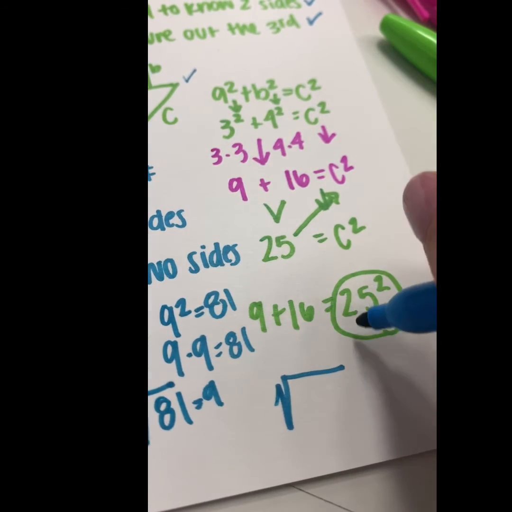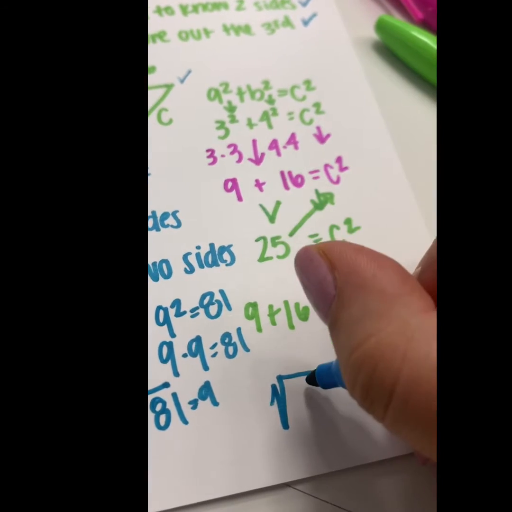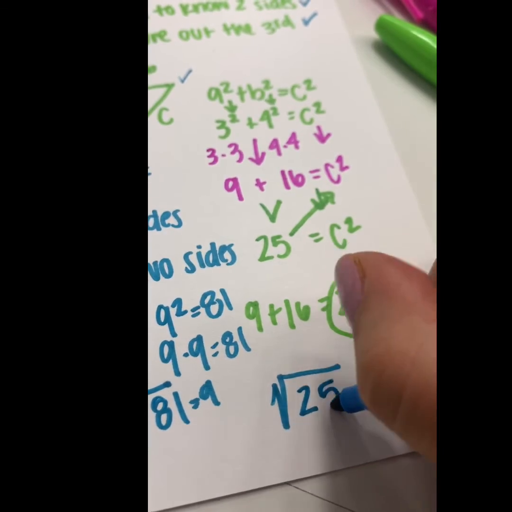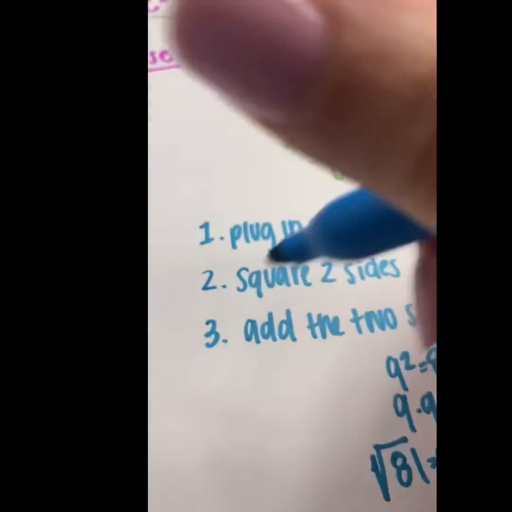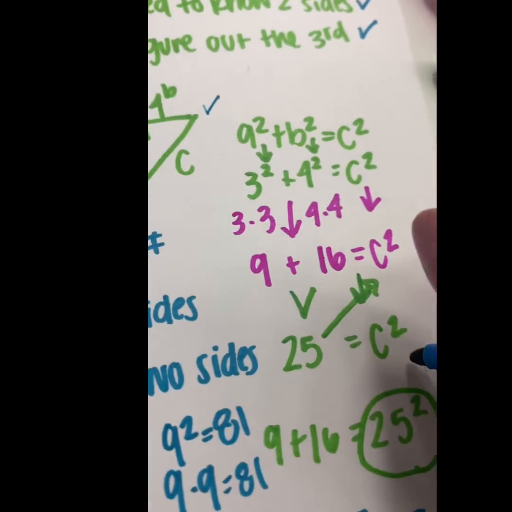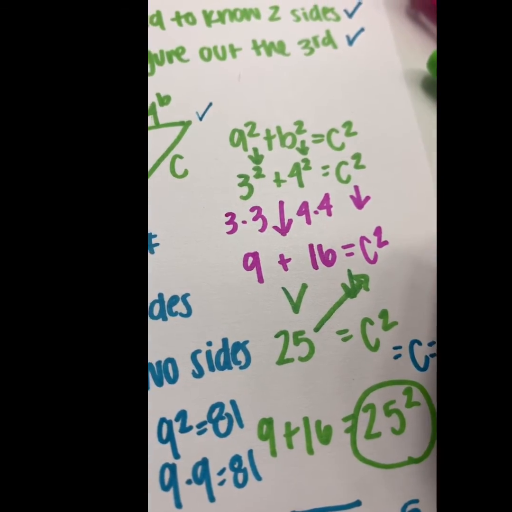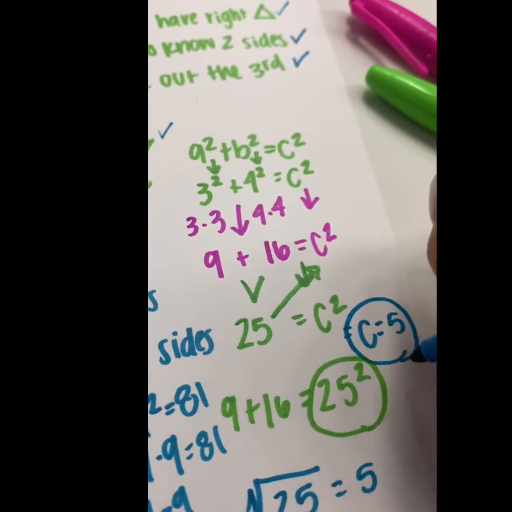I know that 5 times 5 is equal to 25. So when we do our square root of 25, we're going to get 5, which means that when we go back up to our problem here, c is equal to 5, and that's going to be our answer.